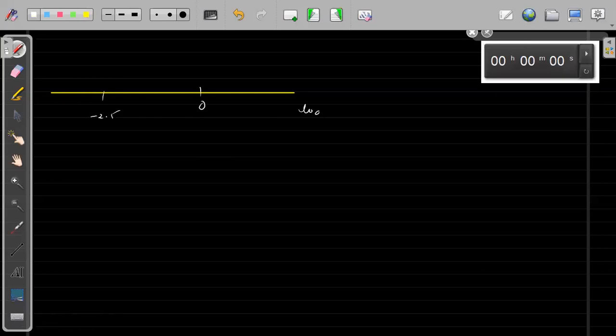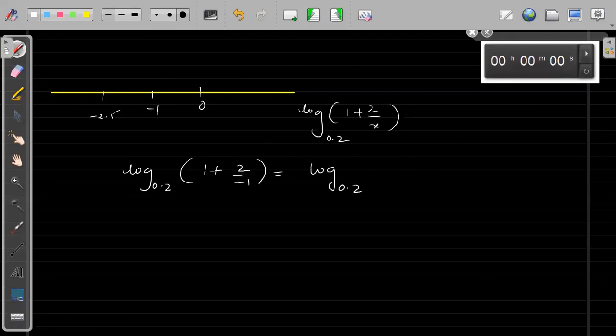So this is log 1 plus x by, 2 by x, 0.2, right? So what I will do, I will now take 1 point minus 1 and check whether it is satisfying or not. So this is log of 0.2, 1 plus 2 by minus 1. So this will become log of 1 minus 2, right? Tell me, minus 1. Will this ever satisfy?